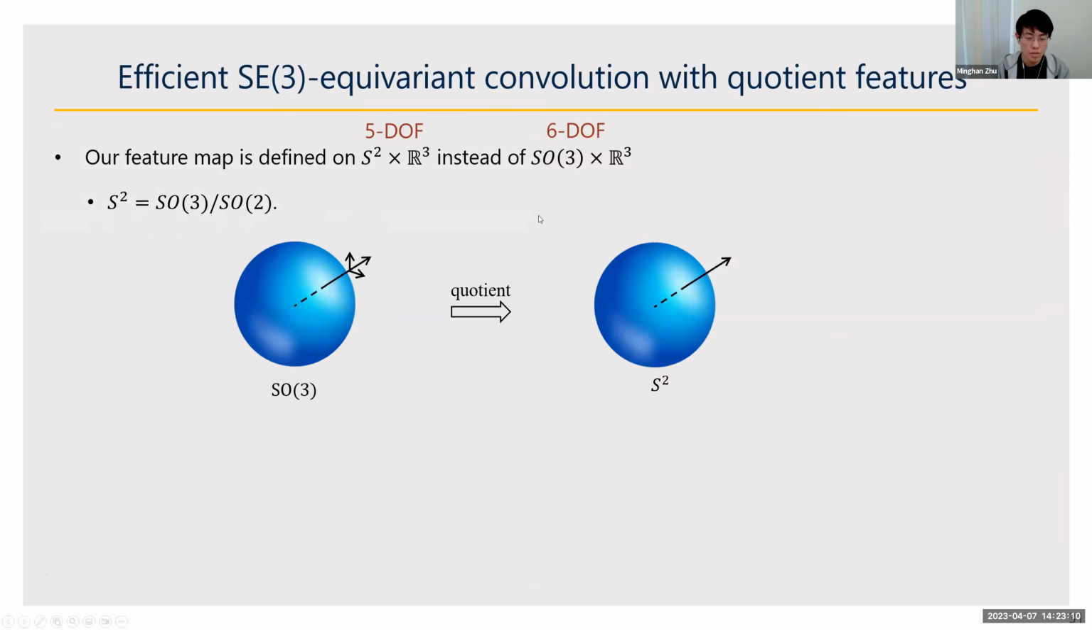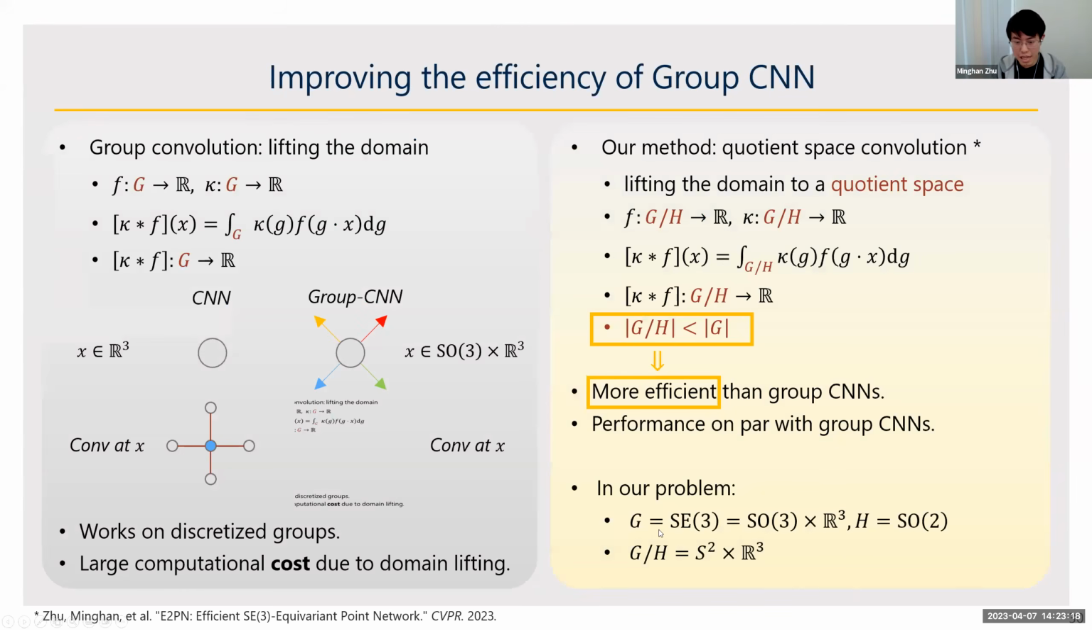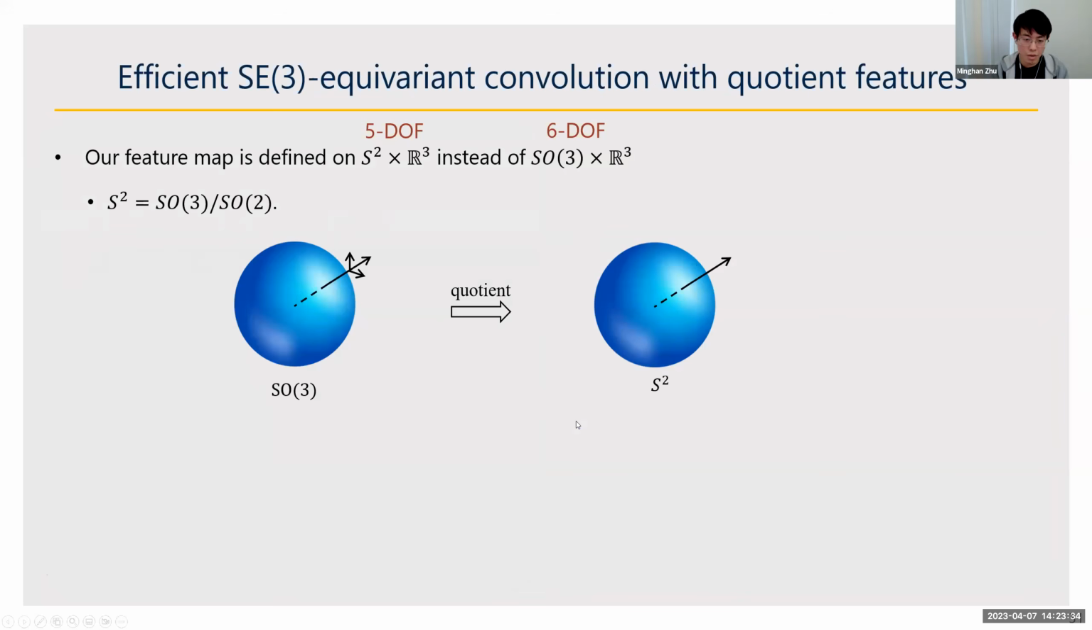So here I'll explain to you what is a quotient space in the SE3 space. Basically, as you can see, we are working on SE3 equivariance, and we are taking the smaller group H as SO2, which is the circular rotation on a plane. And the quotient space is S2 times R3, where S2 is the sphere space. Here I'll explain what actually it means.